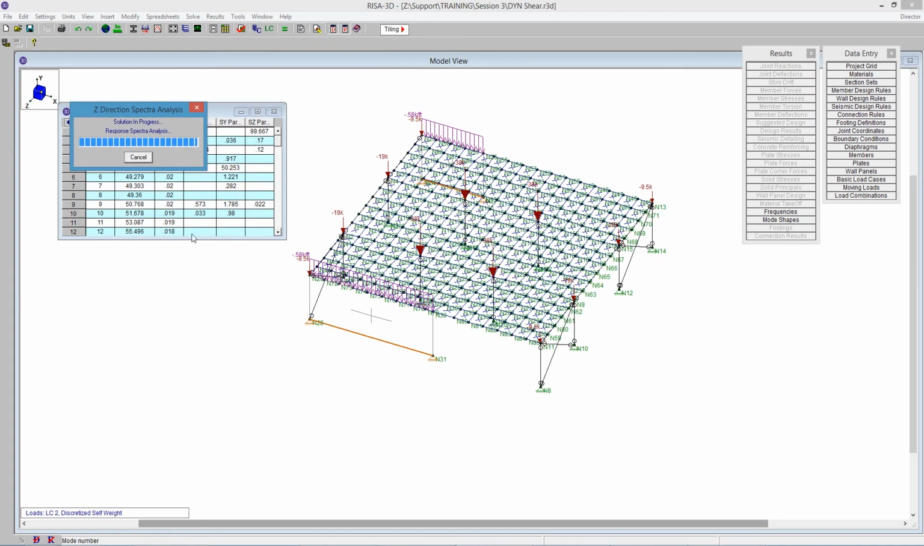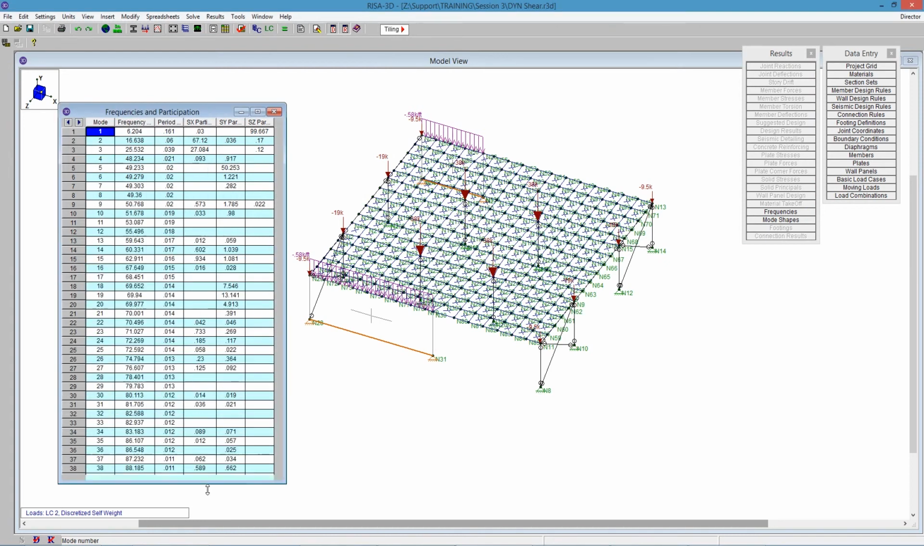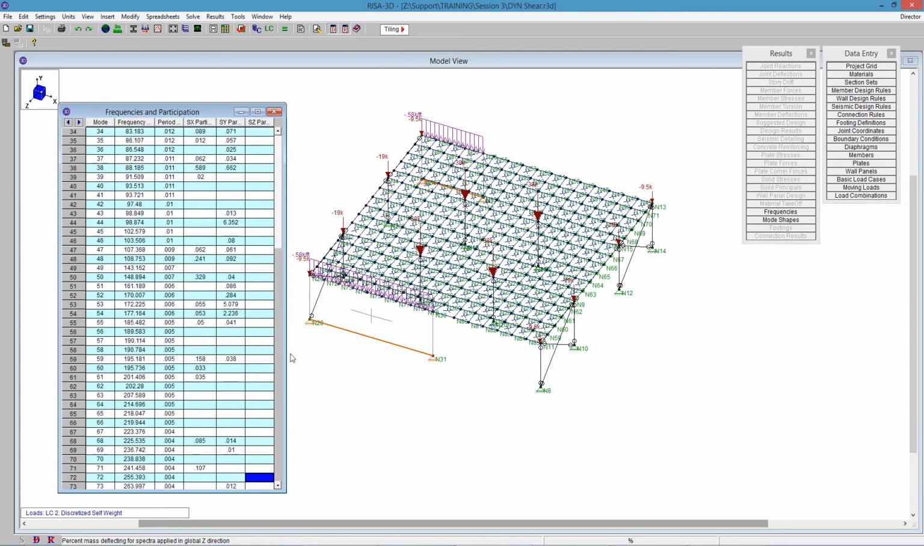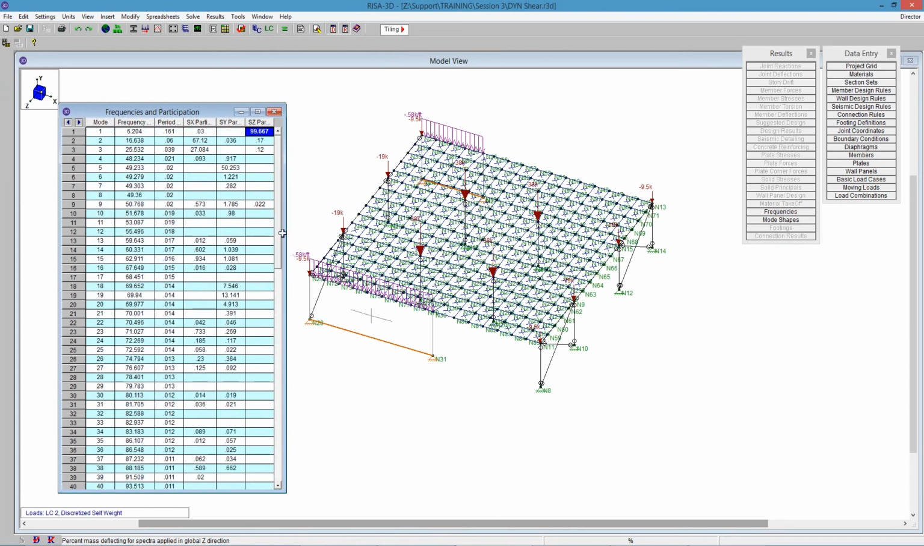So on the Z direction spectra, we'll see, there we go, and we can scroll all the way to the bottom, and we now get a total of 99% for SX, SY, and then 100 for the Z. So we're getting a lot better numbers here as we increased it and as we discretize the mass.